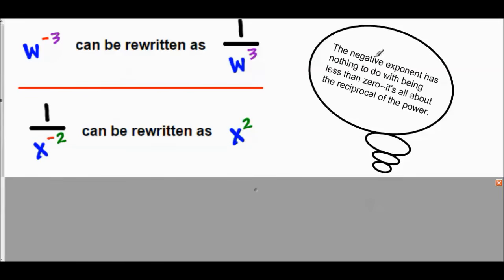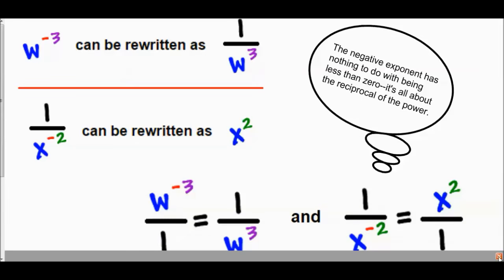So here's something to think about. The negative exponent has nothing to do with being less than 0. It's not a negative in that sense. It's all about it becoming the reciprocal of that power. So these two things would be equivalent.